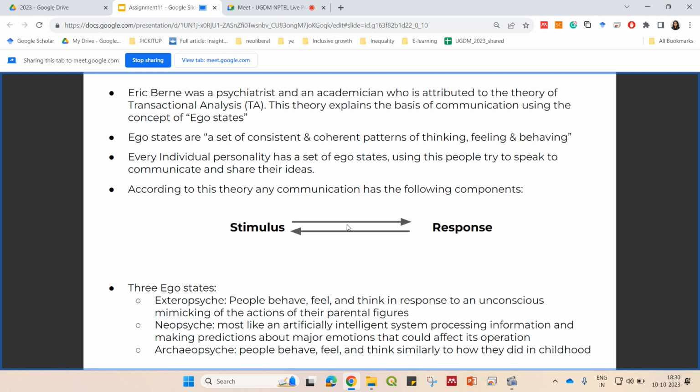Again, according to Eric Berne's theory, for any kind of communication, this is the chart or diagram. There will be a stimulus, and then due to that stimulus there will be a response, and sometimes a response can be a stimulus for someone else. A response will generate a stimulus for someone else, who then responds using the other person's response as a stimulus.